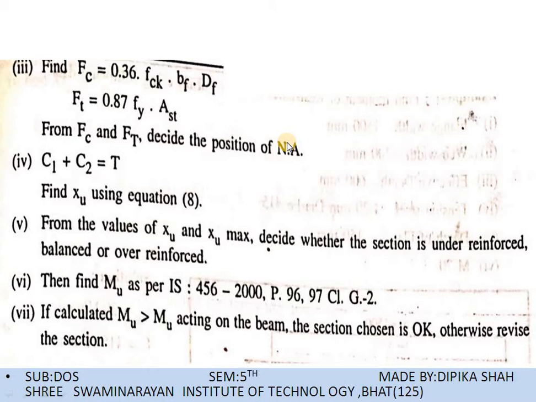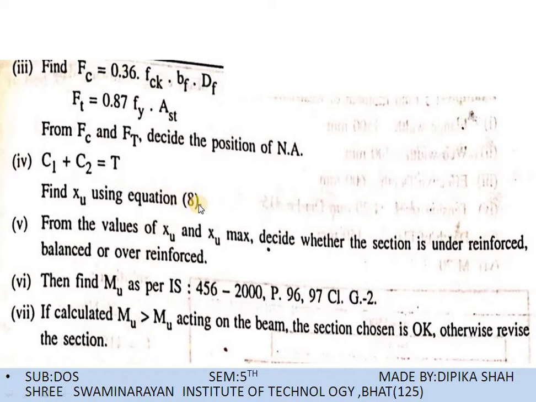To find out Xu, again we have one equation: C1 plus C2 is equal to T. So from this equation we can calculate Xu, right? After finding out Xu, we will find out Xu max. Xu max we will get from page number 70 of IS 456 2000.